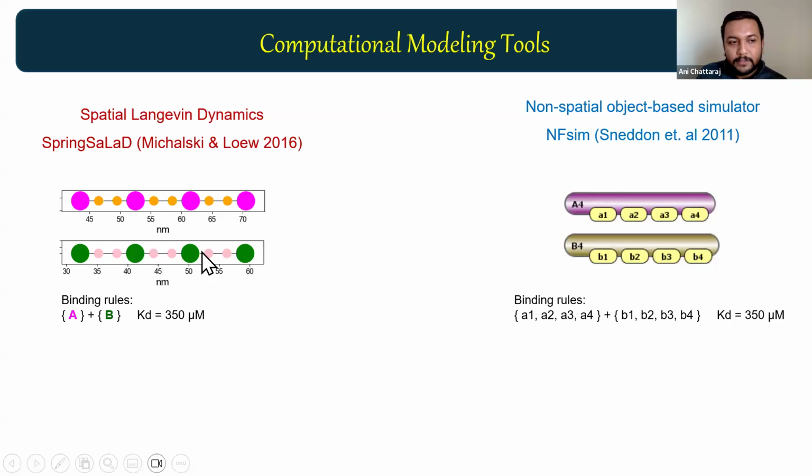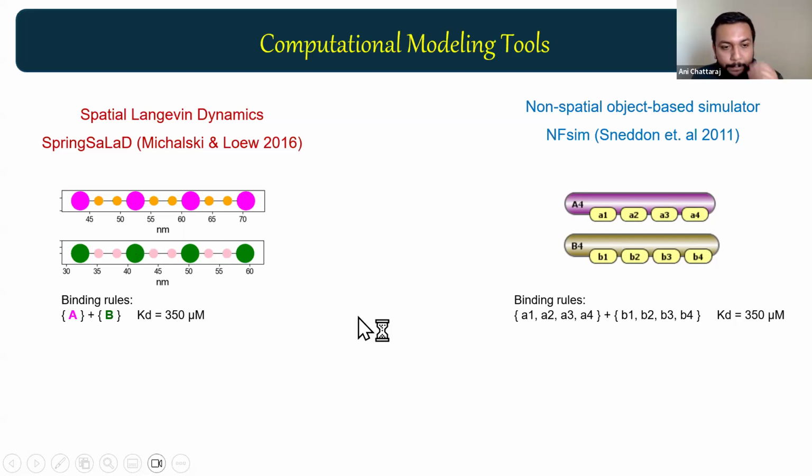But on the left-hand side we have this SpringSaLaD solver, where we are actually modeling the structure of the molecule. So here again we have four binding sites. The pink and the orange are the different binding sites, A and B again. But you can see there are these other purple and yellow sites here, which are there to model the flexibility of the overall chain. So they are the linker sites, and these are the binding sites. And again we are following the rule-based framework, but the main distinction between left and right is that here we are accounting for the structure of the molecule, and the molecules are diffusing in space.